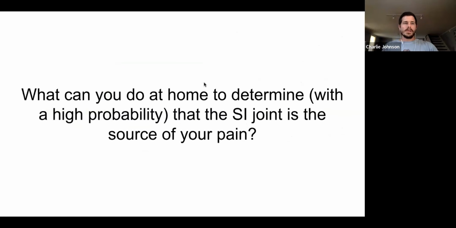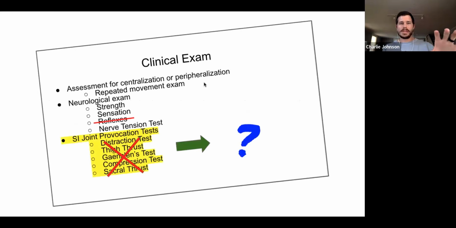All right. So you might be saying, well, what can I do at home to determine with the highest probability that the SI joint is the source of my pain? You went through all this fancy stuff, Charlie, but I can't do some of the stuff you were showing. And so how do I figure this out? Here's how you do it. All right. So remember, you saw this. You can't do some of these things. Reflexes, maybe you're not sure what you're looking for.